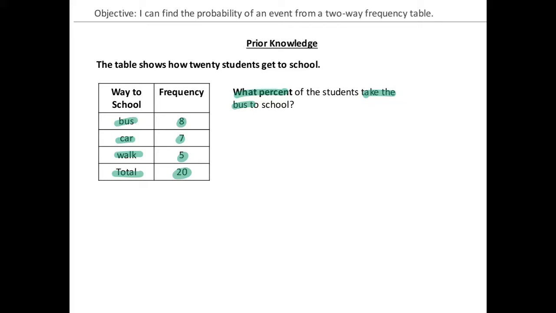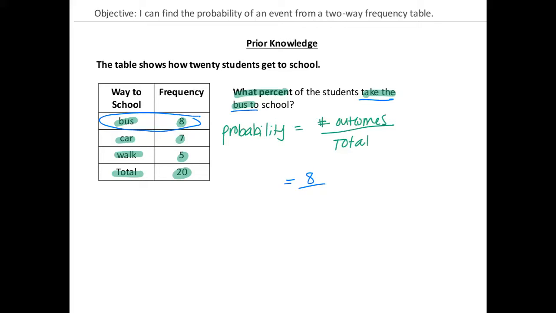So for probability, you take the number of outcomes over the total. How many students take the bus is what we're asking for. So take the bus is our number of outcomes. How many students take the bus? 8 students take the bus. So for my probability, it's going to be 8 over, what's my total amount of students? 20. So then we put that in the calculator.